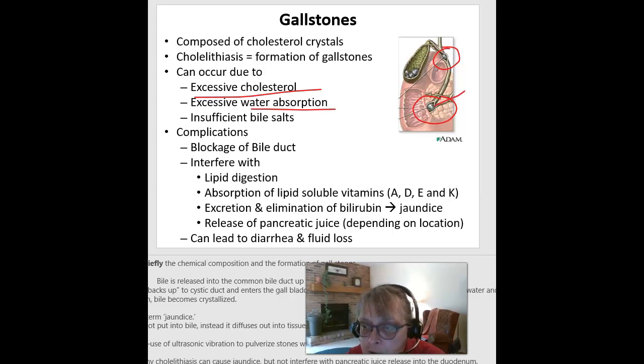This is particularly important because we need the lipids to be broken down and absorbed, so we can absorb vitamins with the lipids. Another complication of gallstones is that we can't get rid of bilirubin, and so the skin and the whites of the eye become yellow, and we call that condition jaundice.